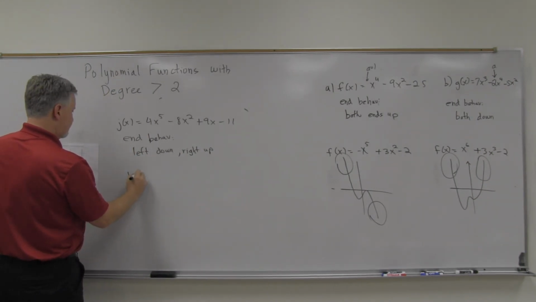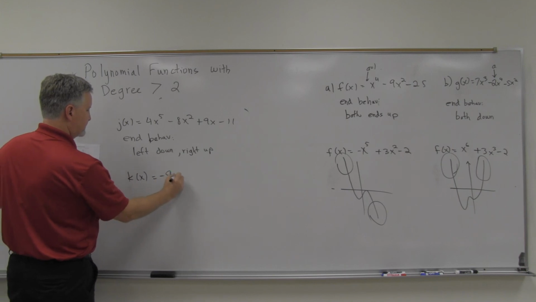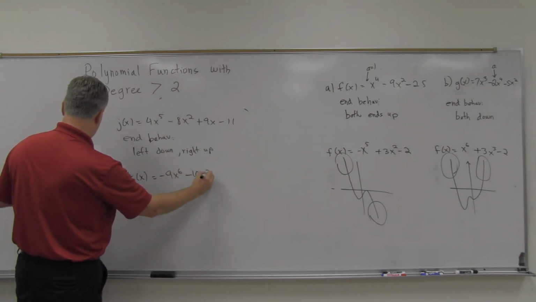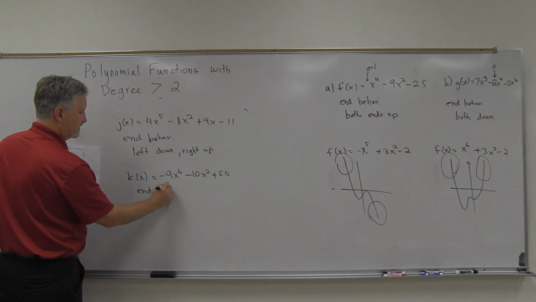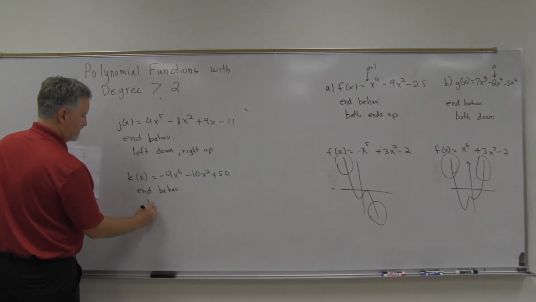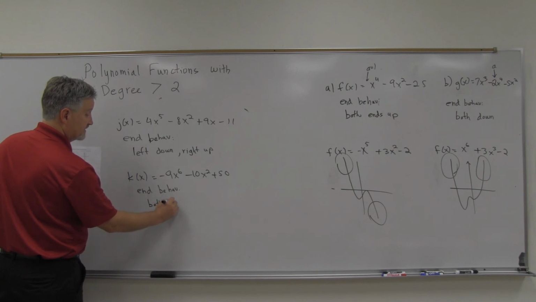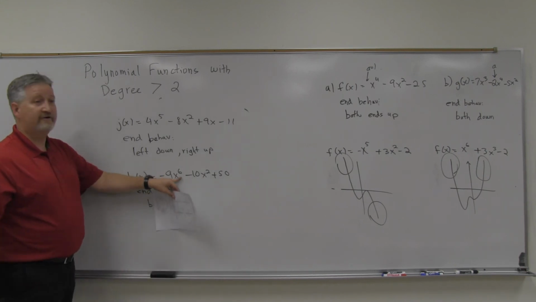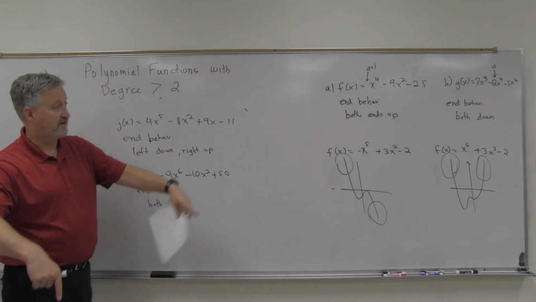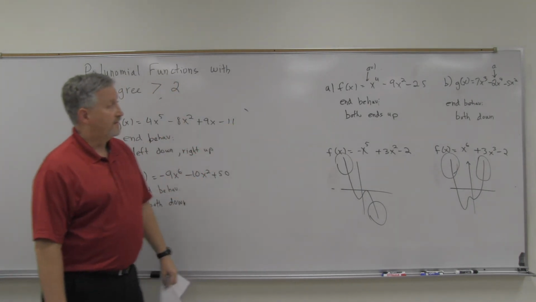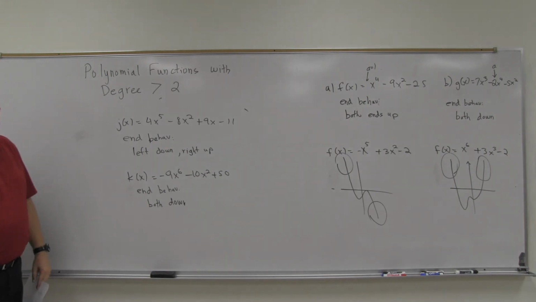And then k of x equals negative 9x to the 6th minus 10x squared plus 50. The end behavior on it? Both ends down. Both down. Because it's even, and it's negative. You've got an even powered x to the 6th, and A is negative, so that's both down, just like our x to the 4th graph right there.